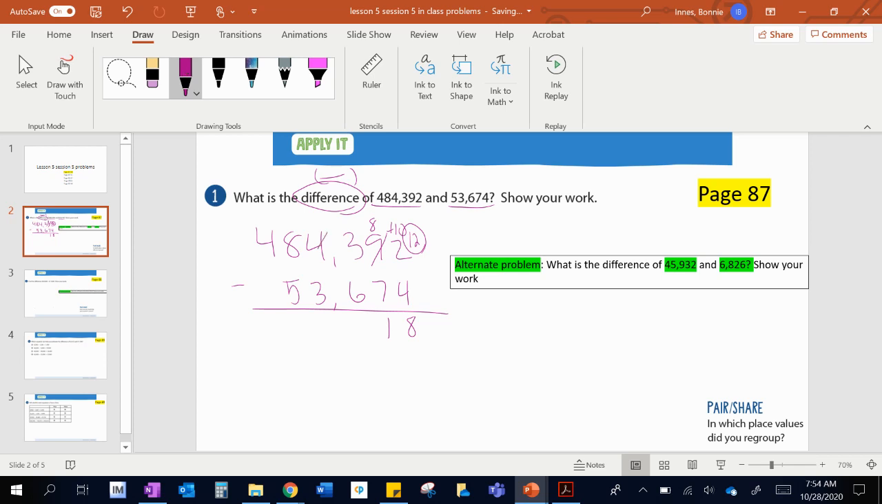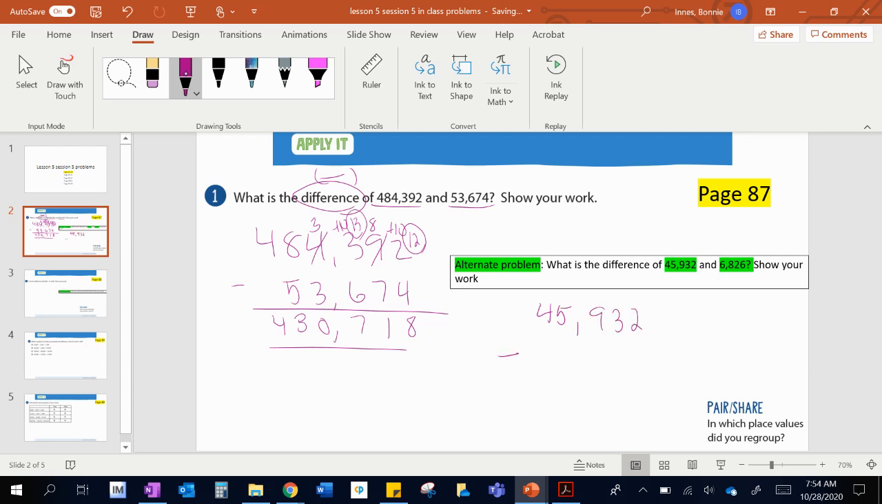3 minus 6 I can't do, so I'm going to make this 3 thousands plus 10 hundreds is 13 hundreds. 13 minus 6. 13, 12, 11, 10, 9, 8, 7. 3 minus 3 is 0. 8 minus 5 is 3. 5, 6, 7, 8. Got it? And bring down that 4. So 430,718. Alternate problem. Remember, bigger number goes on top.